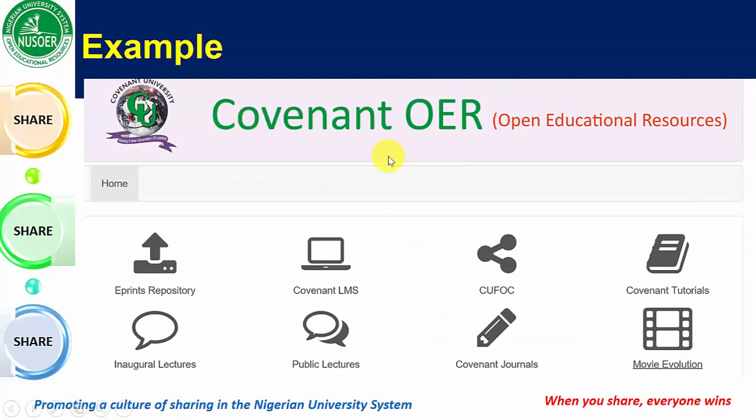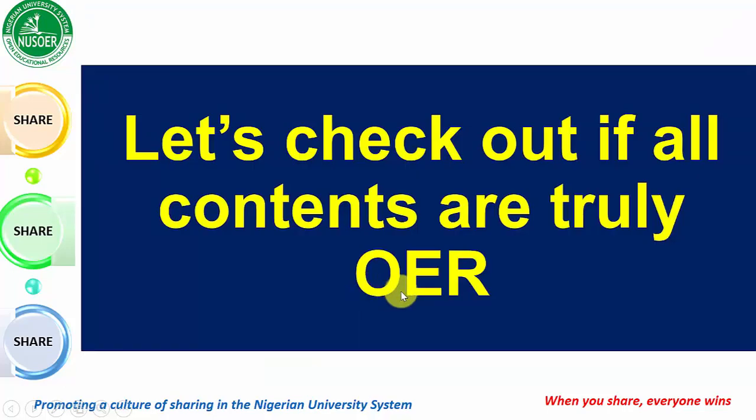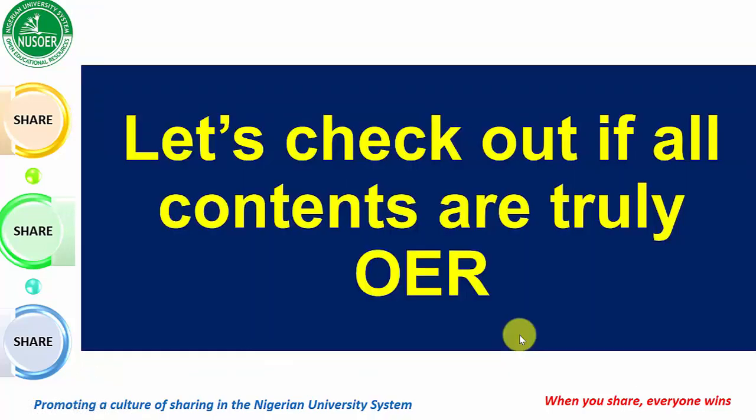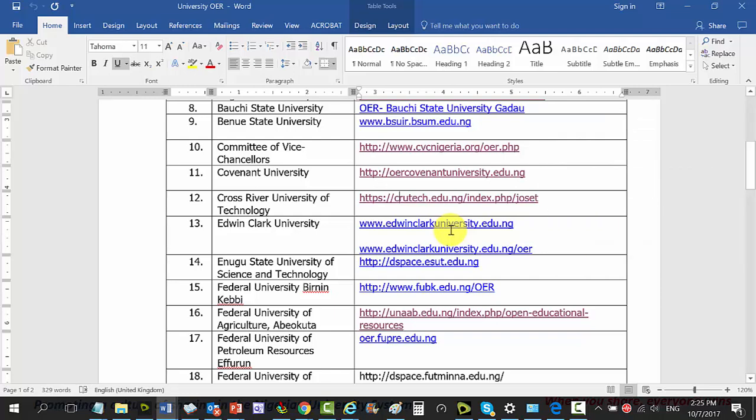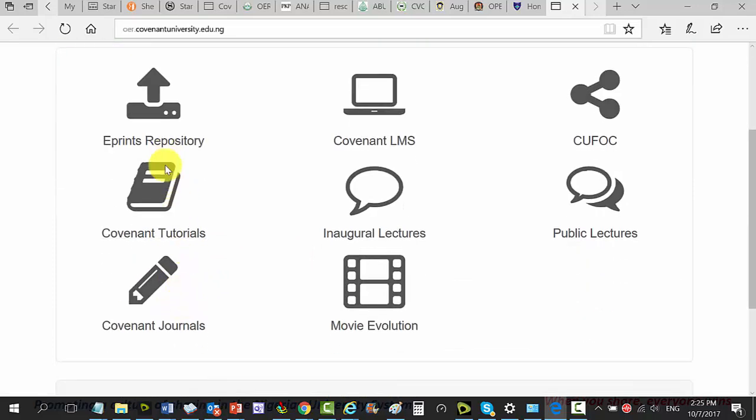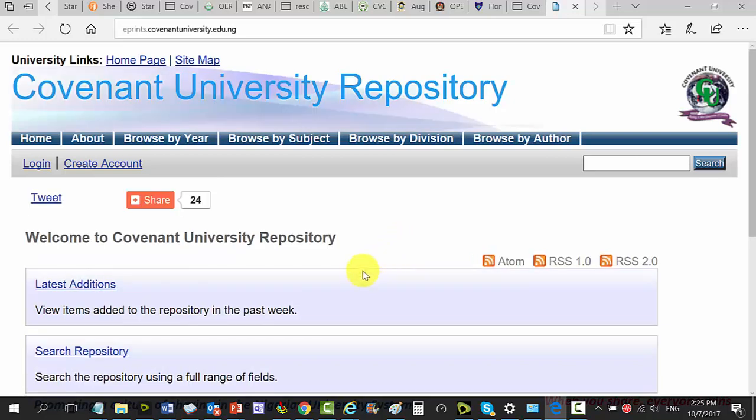I want to go back to the Covenant University example, Covenant OER. This is what we have. Now let's check out if all the contents are truly OER. Let me go back to that site. So Covenant University. Okay, ePrints repository. Let's see what we have.